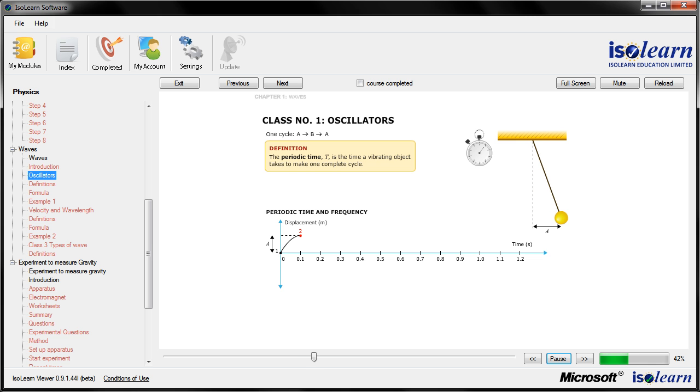As the pendulum moves to the right, its displacement increases. It eventually stops after 0.1 seconds. It is now at its maximum displacement. This is position 2. The maximum displacement is called its amplitude and is denoted by A. You need to learn the definition of amplitude for this course.